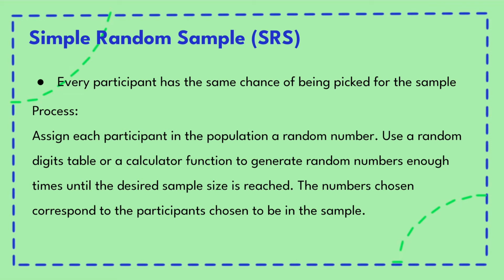Let's take a look at the general process to conduct an SRS. First, we assign each participant in the population a random number. We use a random digits table or a calculator function to generate random numbers enough times until the desired sample size is reached. The numbers chosen correspond to the participants chosen to be in the sample.